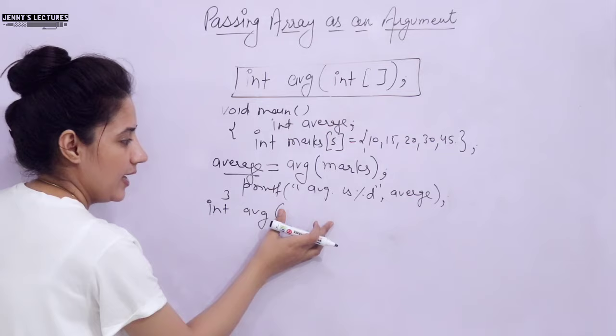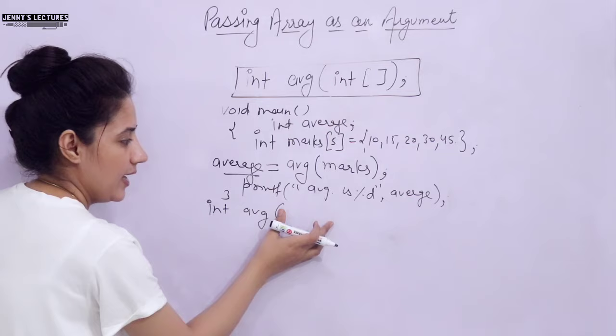Now, here, how to calculate, first of all, sum. We'll do sum and then sum divided by the total number of students, right? So here, see, we don't know how many students there are. It means we don't know the size of this array. So if you want to pass that also, how will you pass the size of the array? Here, suppose you know the size is 5. So simply you can pass 5. Or if you don't know, you can calculate the size of the array, right?